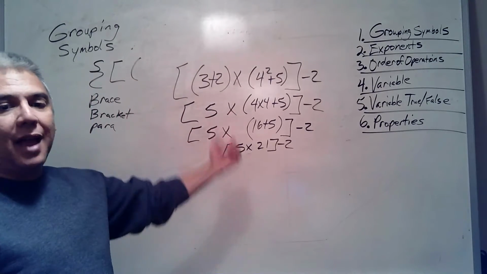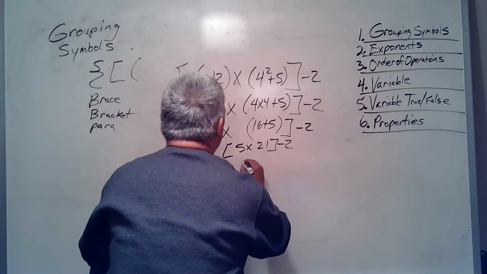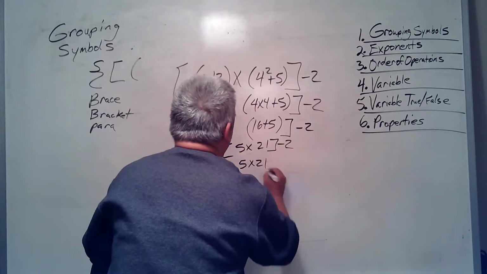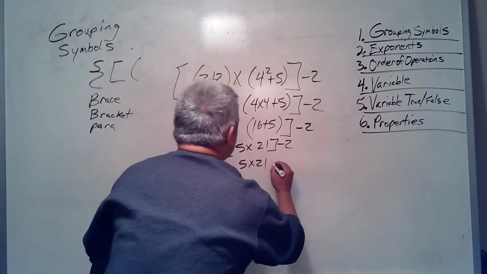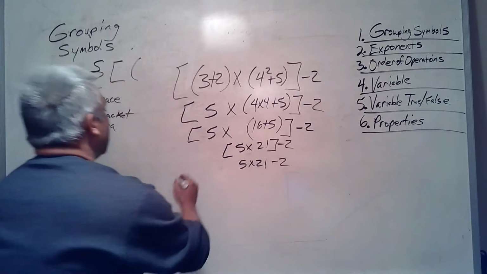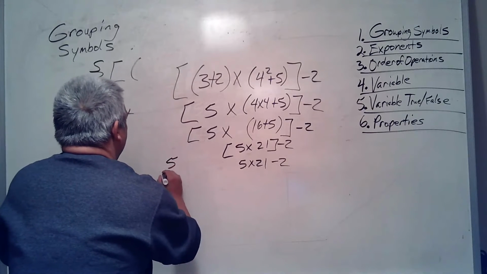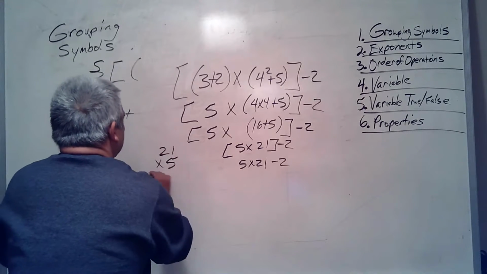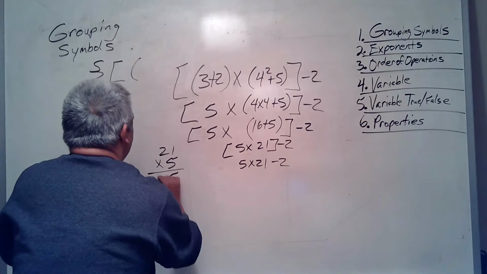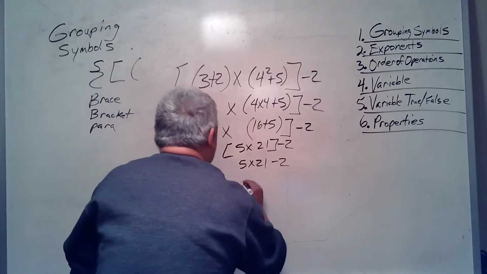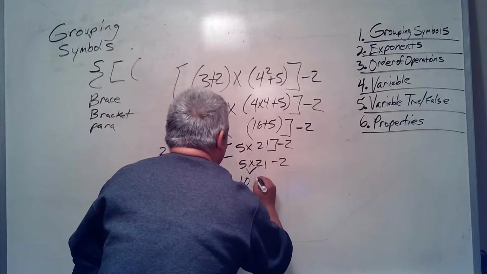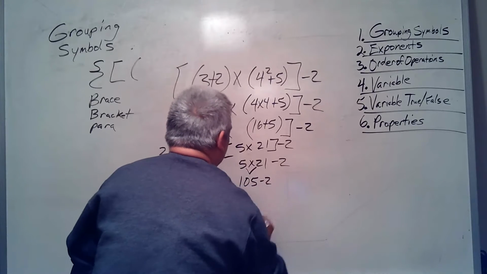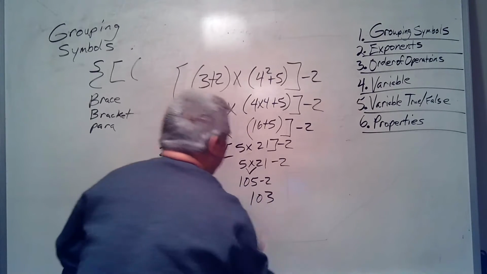Woo! Now we can collapse that bracket. Now we could say, hey, that is 5 times 21 minus 2. So I'll come over here and I'll say 5. I'll put the 21 like this. 1 times 5 is 5. That's 105. So I'll get 105 minus 2. That's 103.